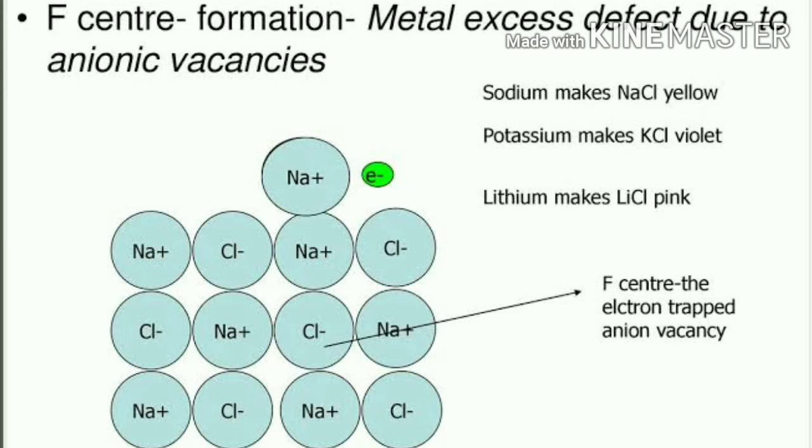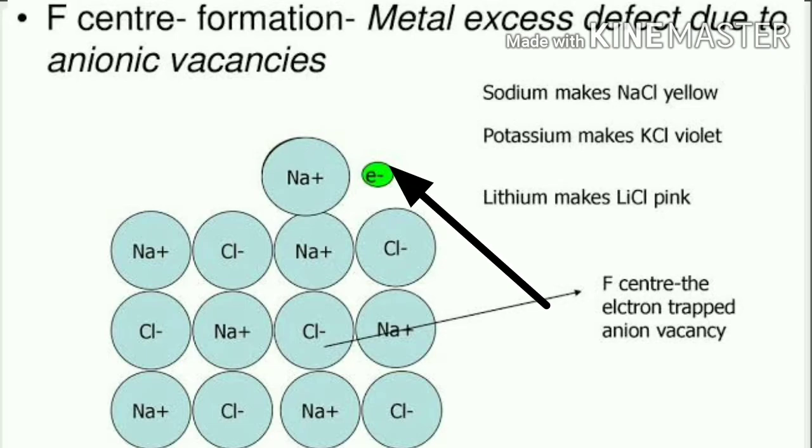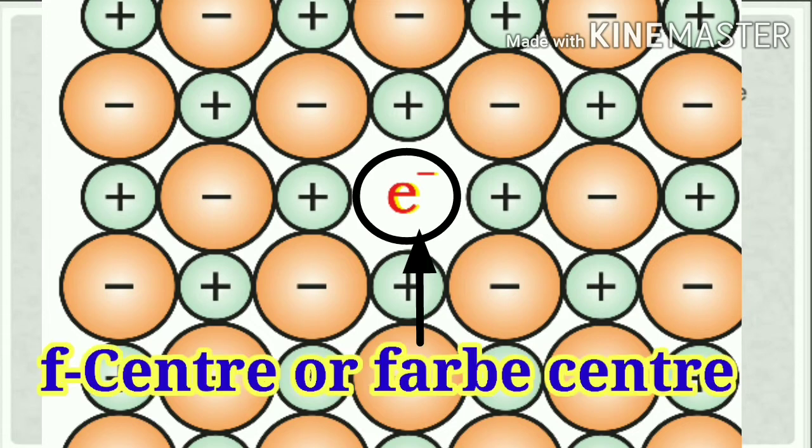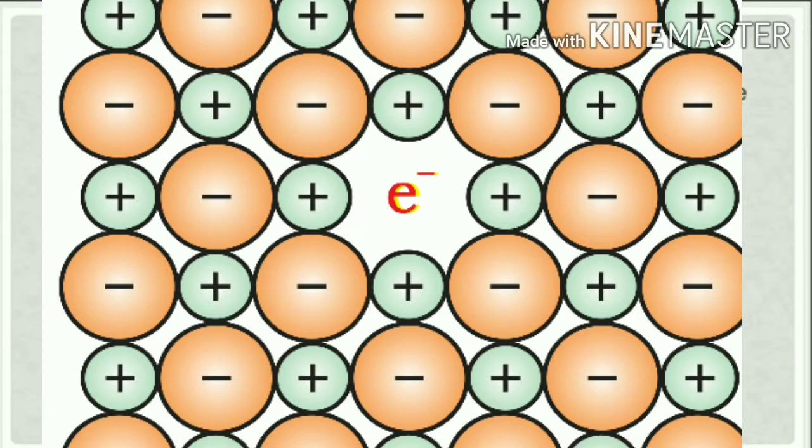This happens by loss of electron by sodium atoms to form sodium ions. The released electrons diffuse in the crystal and occupy anionic sites. As a result, the crystal now has an excess of sodium. The anionic sites occupied by unpaired electrons are called F centers or Farbe centers. They impart yellow color to the crystals of NaCl.